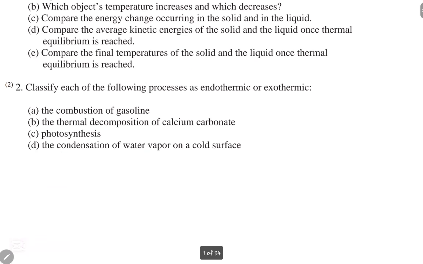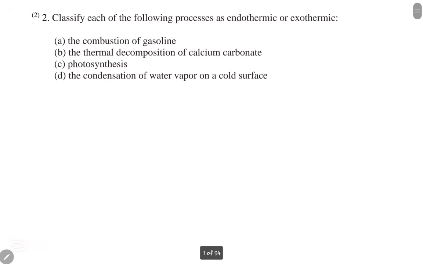Compare the final temperatures of the solid and the liquid once thermal equilibrium is reached. Well, logically speaking, we're talking about thermal equilibrium. That means the temperature of the ball should be equal to what? Should be equal to the temperature of the water. Okay, that's it for question number 1. We'll move on to question number 2.